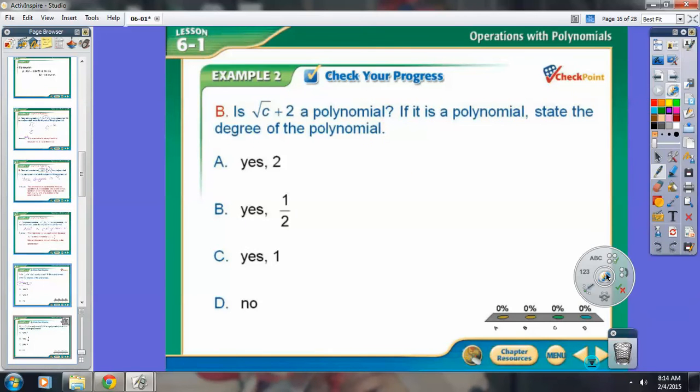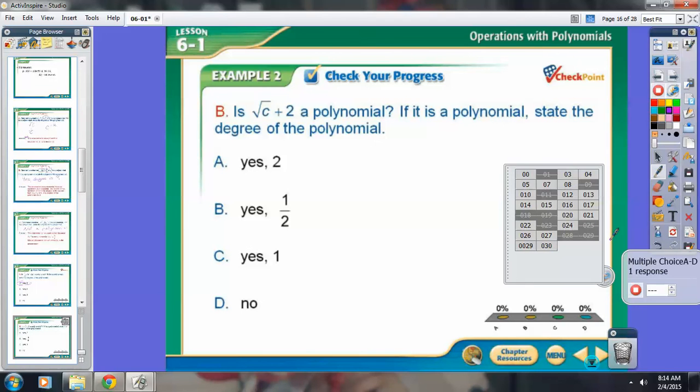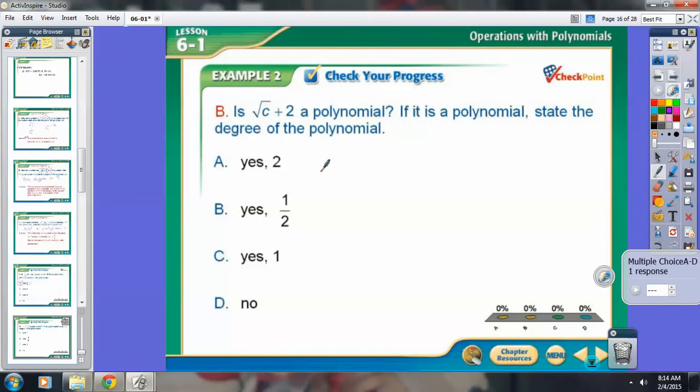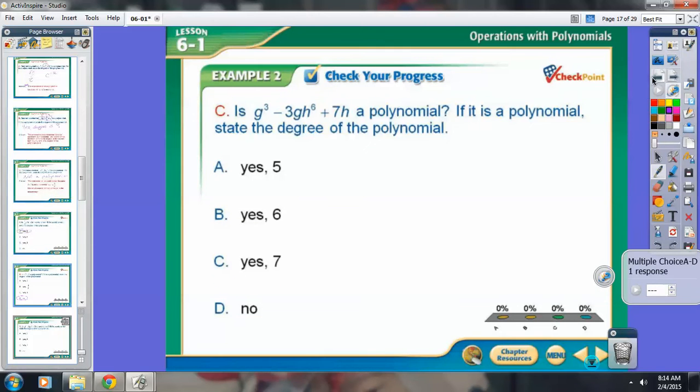How about this one? D is the correct answer. It is not a polynomial. What makes it not a polynomial? The square root of c. If it asks you to, we'll just follow the directions if they do ask us to.